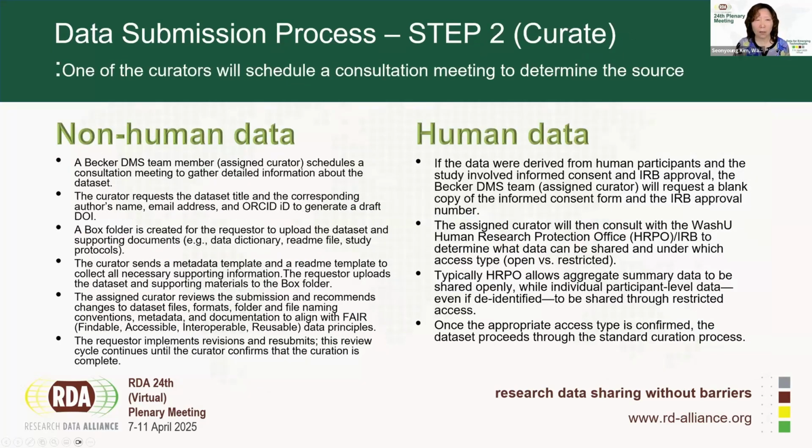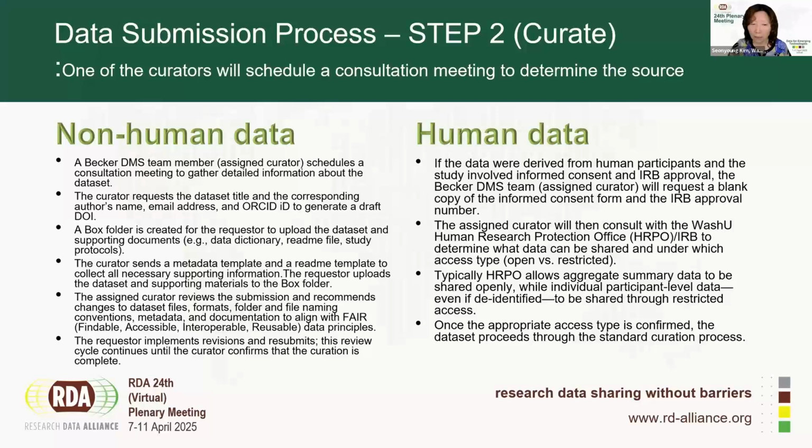And once we get the request, then we only have two people, but one of us will schedule a consultation meeting to determine the source. Does it involve a human or not? If it's non-human data, then it's straightforward. Then one of us will request the basic information to give them a draft DOI, and then we set up a Box folder. This is important. We set up a Box folder and then give them access, and then they can upload the data set and supporting documents.